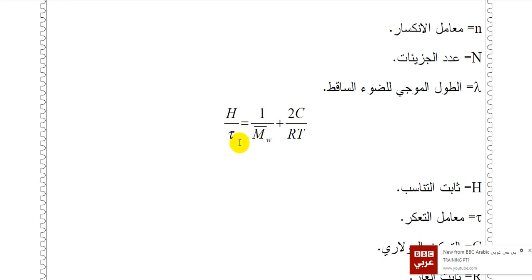So the proportionality constant and the tau, which is the turbulence coefficient, as indicated before, both of them will be on the same side of the equation, which is the left-hand side. The right-hand side of the equation consists of two segments, separated by a plus sign, like you see right here in front of you.